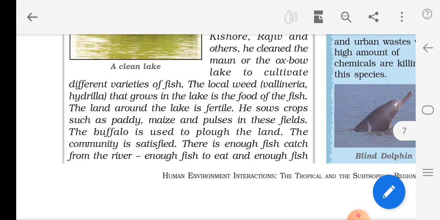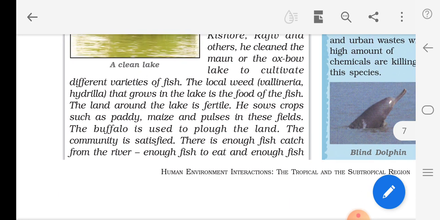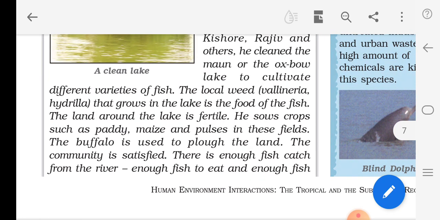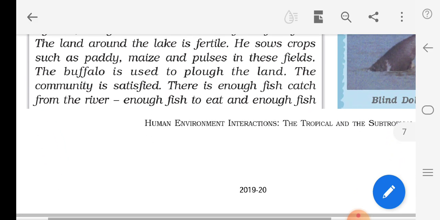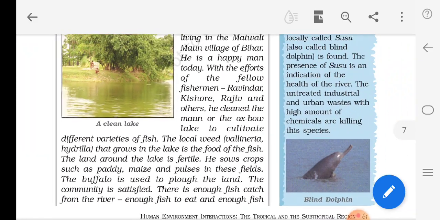They use buffalo to plow the land. What do they use? Buffalo. What do we use in our place? We are using tractors and oxen. We are using oxen, but they are using buffaloes. The community is satisfied. The people in this area are leading a satisfied life because they catch the fish not only for food, but they also started selling the fish in the market and earning money.